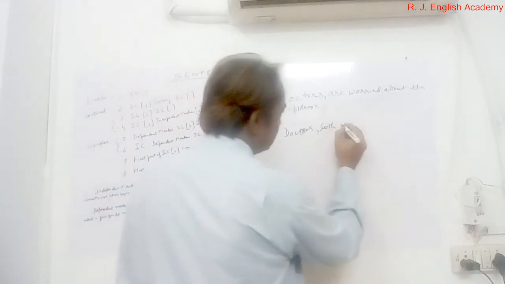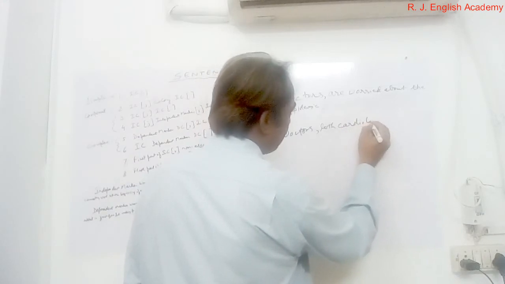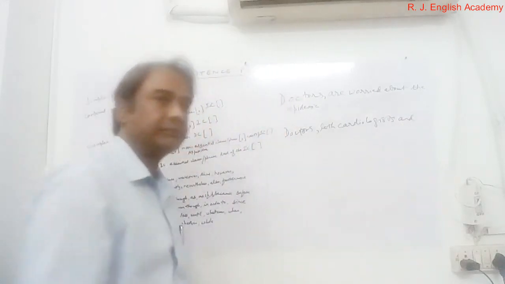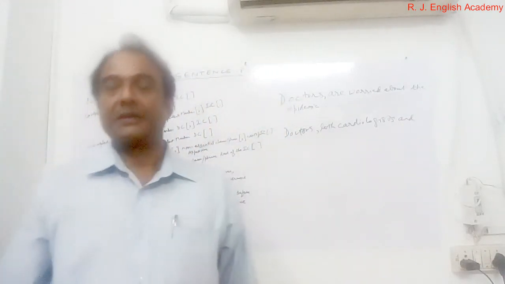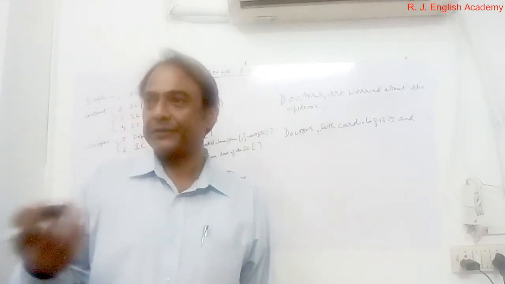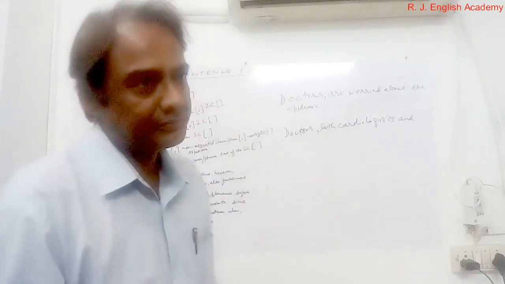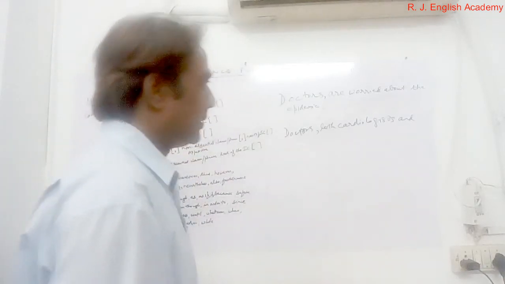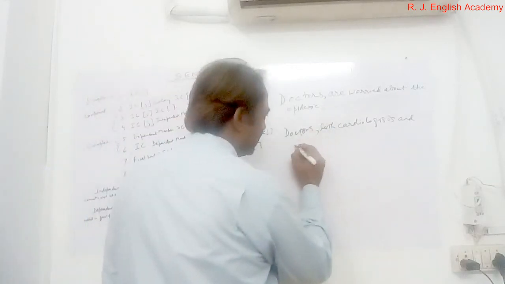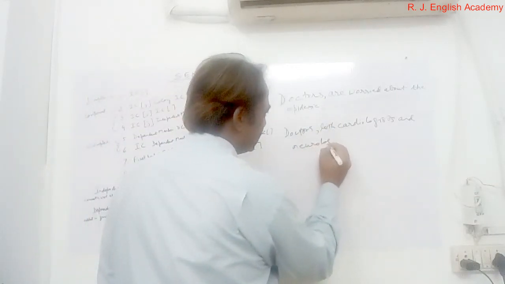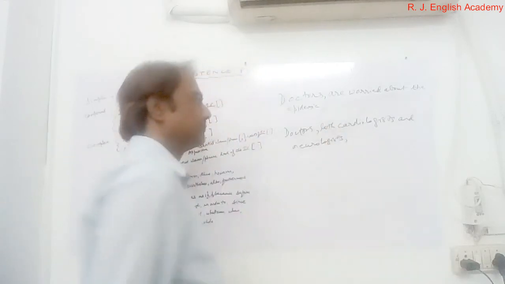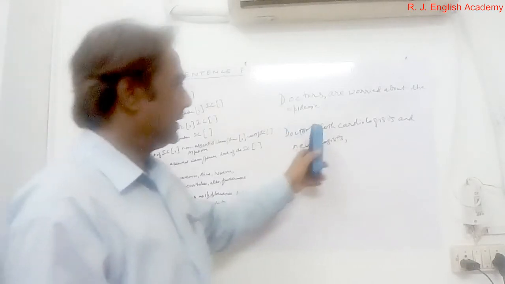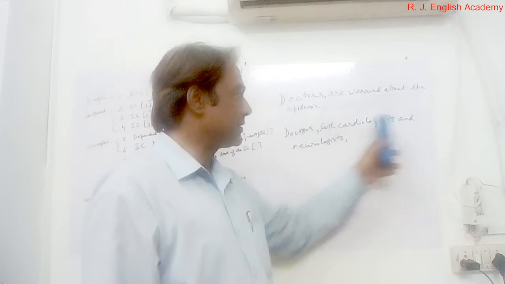Say, both cardiologists and, say, neurologists, family practice physicians, pediatricians, orthopedics, let's say neurologists: both cardiologists and neurologists, comma. So this is the first part of the independent clause, doctors. Then a comma. Then a non-essential clause or a phrase.